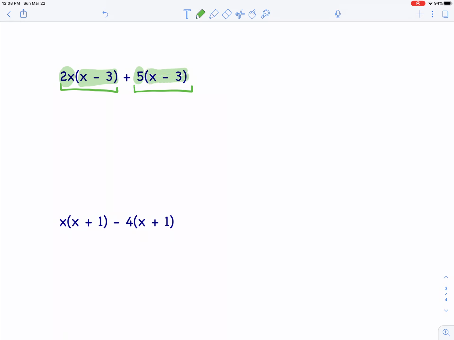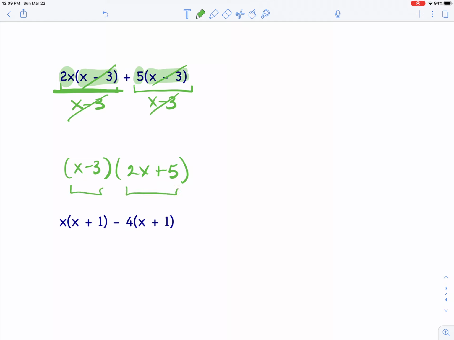So what do they both have in common? x minus 3. So I could rewrite that with the x minus 3 just written first. And then if I divide both of those by x minus 3, what I'll have left is going to go in the second parenthesis. So divide this first term by x minus 3. The x minus 3's go. I'm left with 2x. The second group, if I divide it by x minus 3, I'll have plus 5. So that's my final answer. x minus 3 times 2x plus 5.